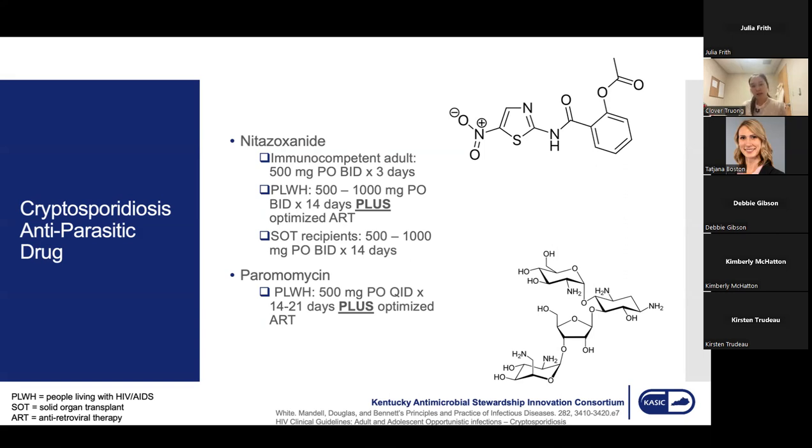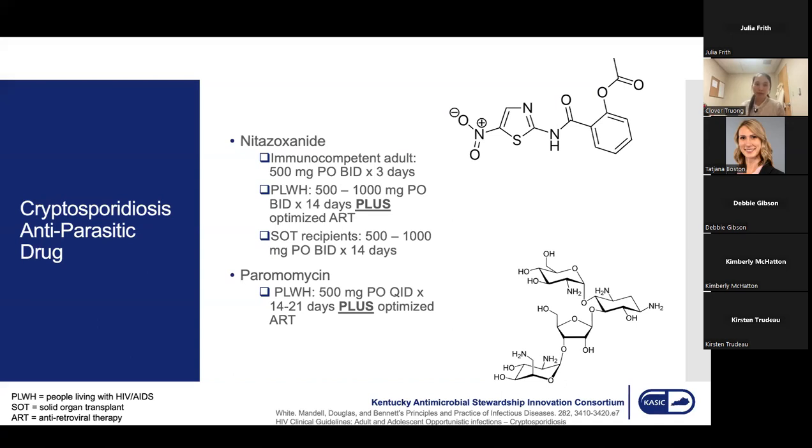In solid organ transplant recipients, we don't have much data. However, the guideline extrapolates the recommendation from patients with HIV and also suggests that nitazoxanide should be considered at the dose of 500 to 1,000 milligrams by mouth BID for 14 days.